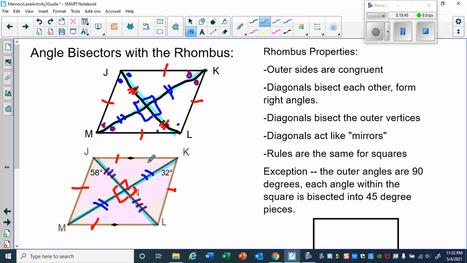Now, the other part is, don't forget, you still have alternate interior angles too. So for instance, if MJL is 58, then JLK is also 58, and that's alternate interior. Similarly, alternate interior, 32 over here. Alternate interior, so down here would also be 32.